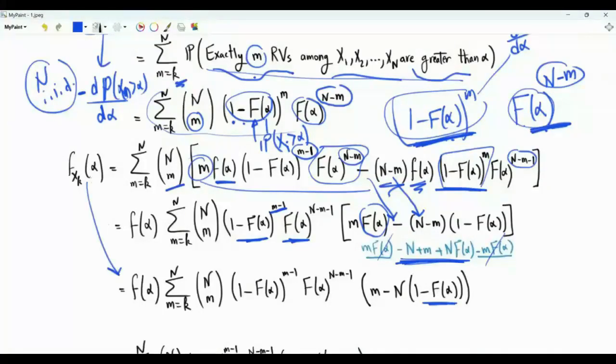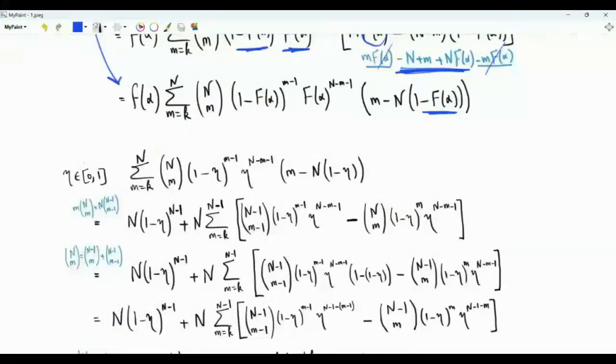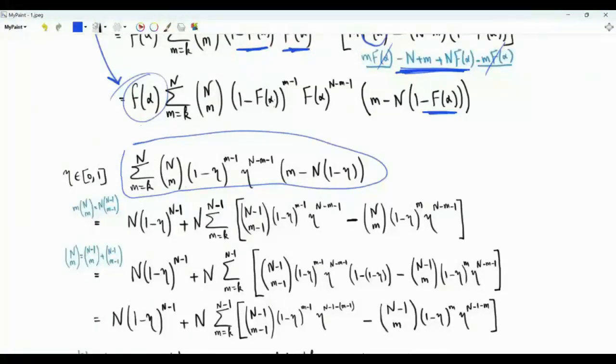So this is the PDF of the kth largest random variable, assuming that we have started with i.i.d. absolutely continuous random variables. Can we actually simplify this expression? And the answer is yes. Let's replace big F of alpha by eta, and let's investigate a sum that looks like this. It's like our sum without this outside PDF, and it is just that the CDF is written as eta. Eta is a number between 0 and 1. Can we evaluate this summation in closed form?